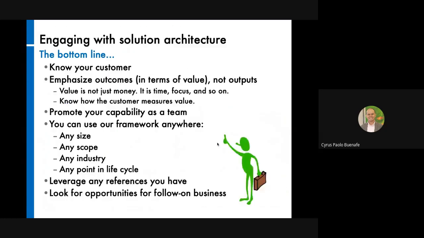Now, when you start doing consulting work and you use solution architecture, here's the bottom line. Number one, know your customer. You have many tools, many sources at your disposal, and emphasize outcomes in terms of values, not outputs. There's a difference between outcome and output, right? Output would be the more immediate consequences of an activity. Outcome refers to what happens when the output has been completed. So outcomes would really be far, far away if you think about it in terms of timeline.